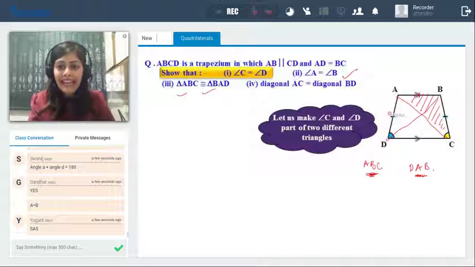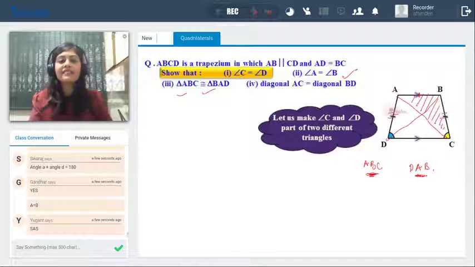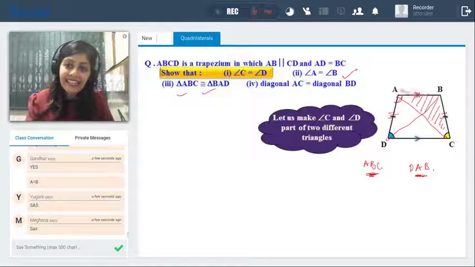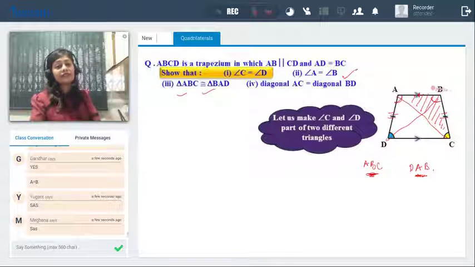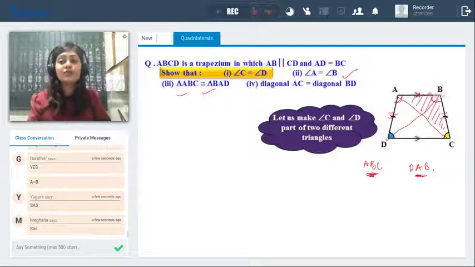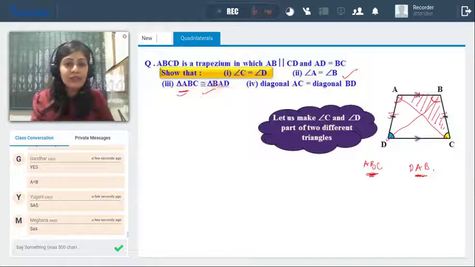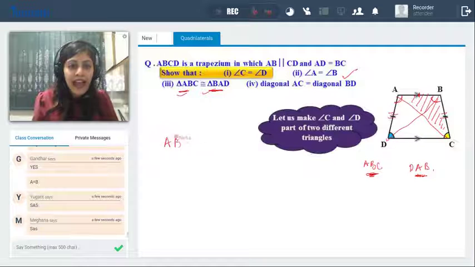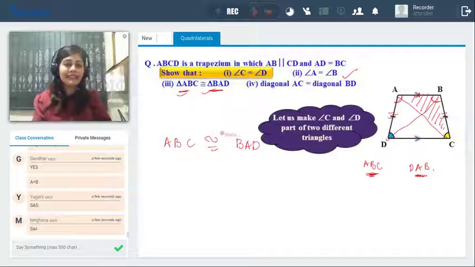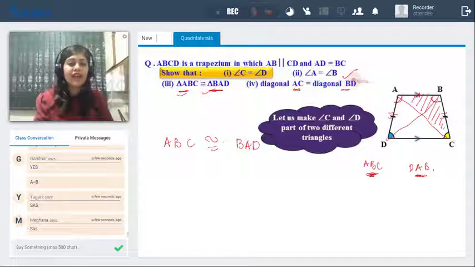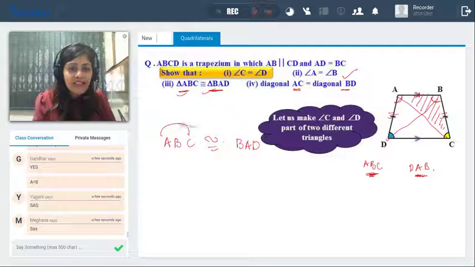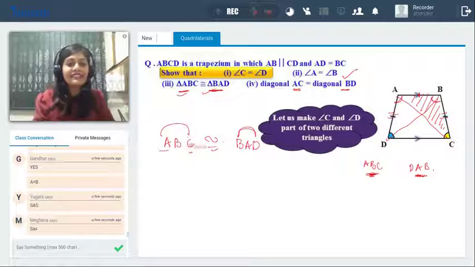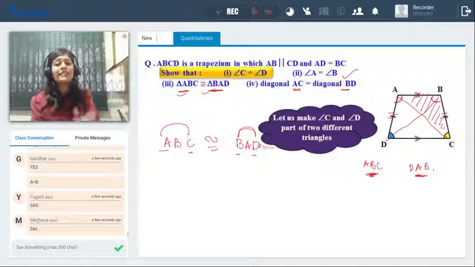AB is the common side. AD and BC are equal to each other. That's given. And we had just now proved, yes, that angle A and angle B are congruent to each other. So now I can say that the two triangles are congruent to each other. And if the two triangles are congruent to each other, students, pay attention. Look at the fourth part. ABC and BAD, once they are congruent to each other by SAS test, we need diagonal AC equal to diagonal BD. Diagonal AC, that is the first and the third letter, corresponds to the first and the third letter of the second triangle. So diagonal AC is definitely congruent to diagonal BD by CPCT.